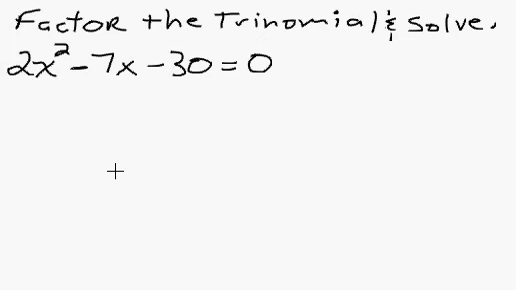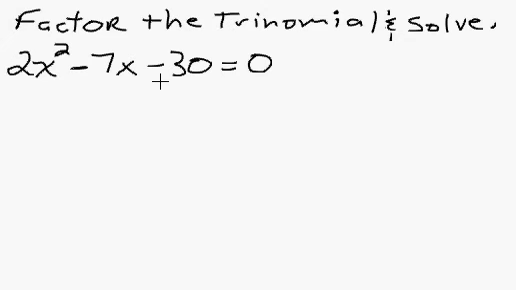In this video we're going to solve this quadratic equation here by factoring. We've got 2x squared minus 7x minus 30 equals 0, and we need to find the two solutions. When we have a squared, there's usually two solutions. There are some exceptions to that, but we won't worry about that right now. So this particular trinomial is going to factor.